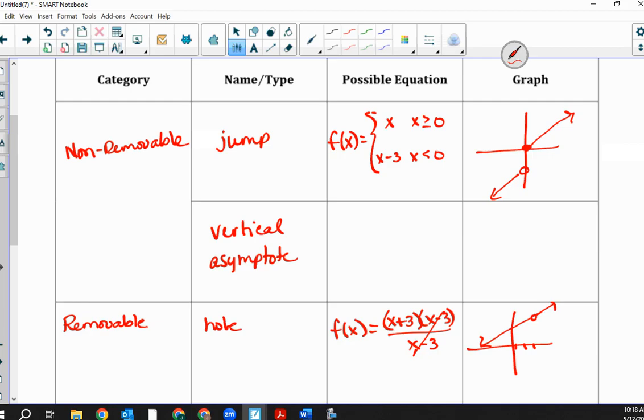Vertical asymptote, that comes from where your denominator is equal to 0. So let's say we had like 3 over x minus 2. Where's the asymptote going to be? 2, right? Plug in points, but this is your general shape. So the vertical asymptotes, those are in those rational graphs.